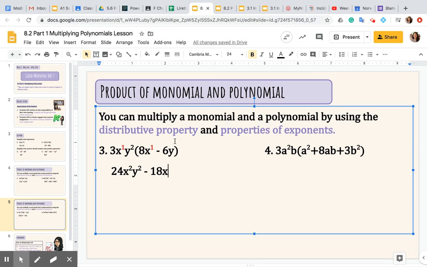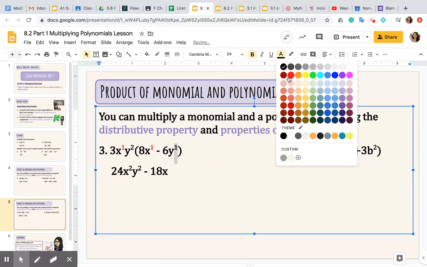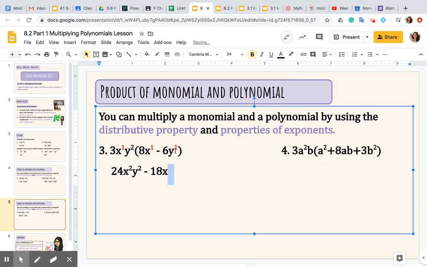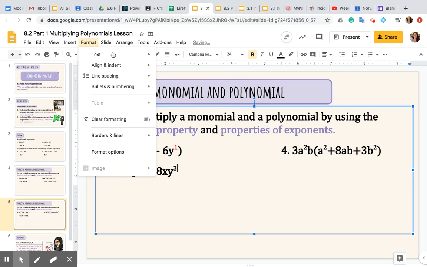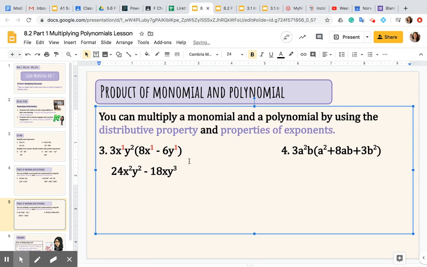I can simplify these y's, however. I have a y squared and I have a y to the power 1. Remember, if there's no exponent, it's an understood 1. So 2 plus 1, that's going to give me y to the power 3 if I add those exponents together. Here's my final answer.